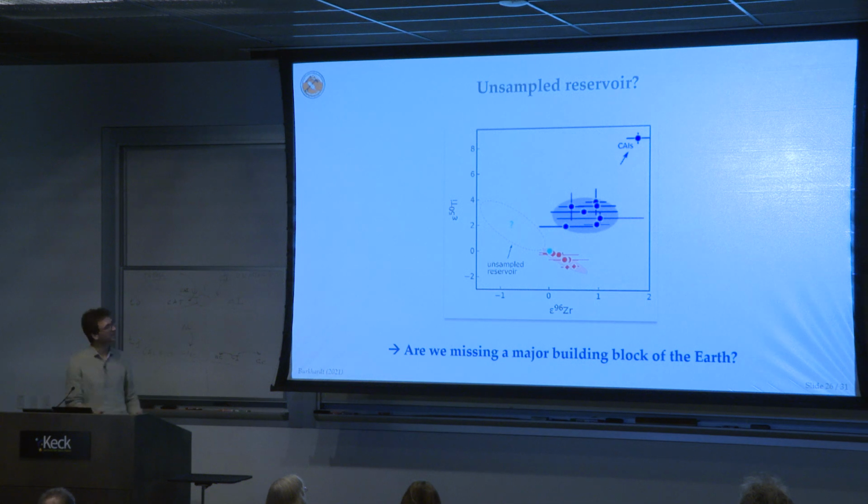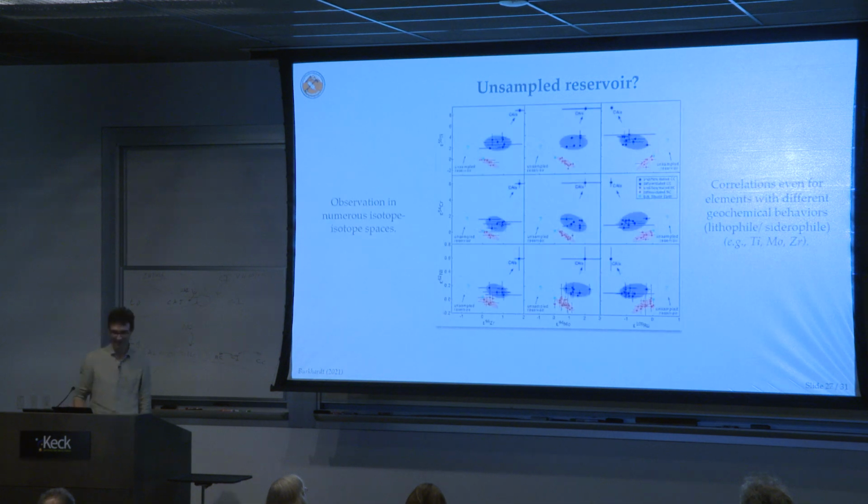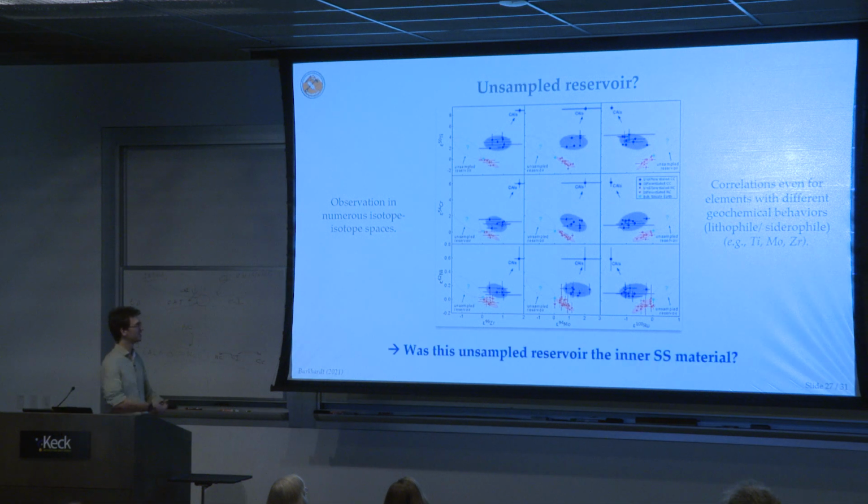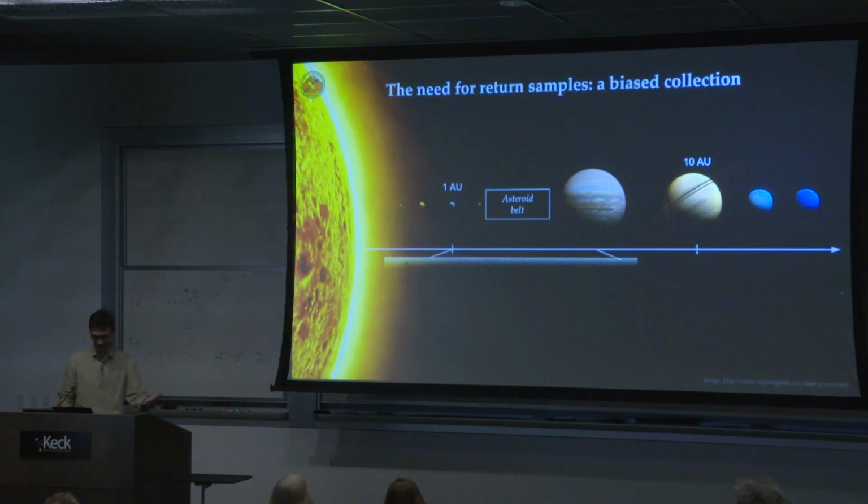Now you could be saying, well, that's just one dimension where we're missing something. So it's not. We have lots and lots of isotopic spaces where the Earth is an end member and there's something missing to explain the composition of the Earth. So the question is the unsampled reservoir, this missing reservoir, the inner solar system material? And it's super easy to answer. We just need to get a piece of Venus, and then we will know the answer.